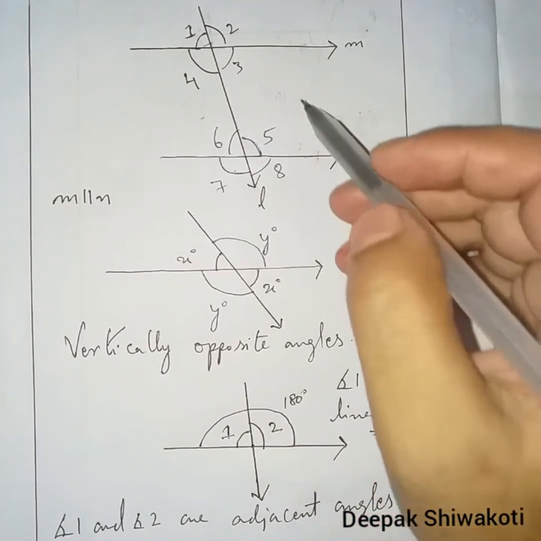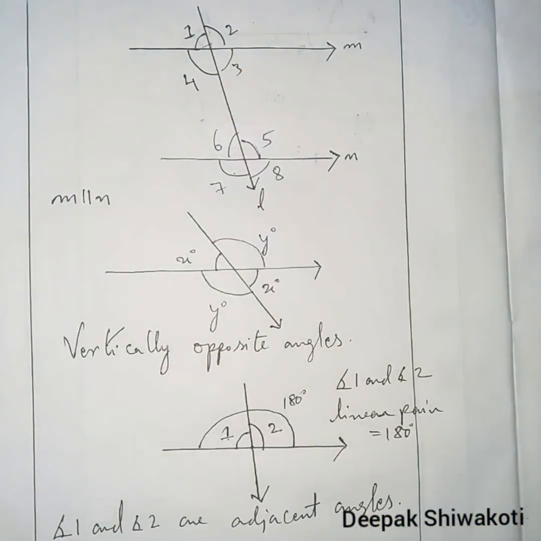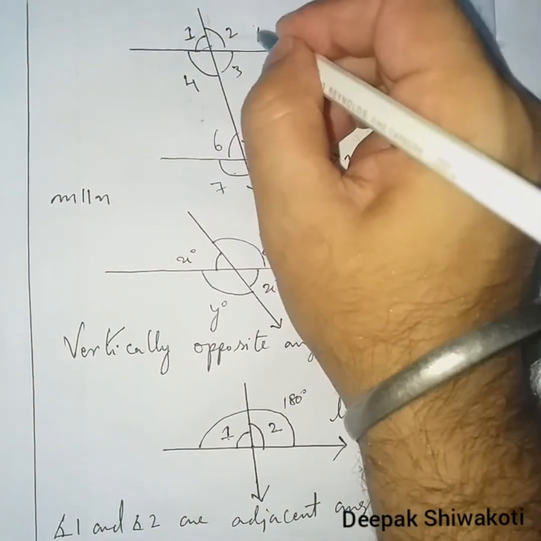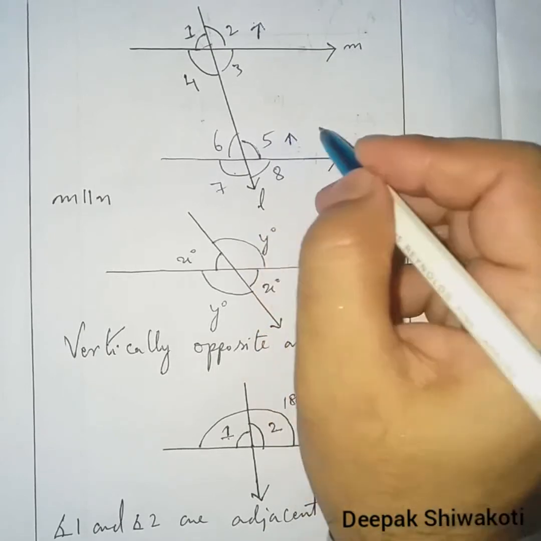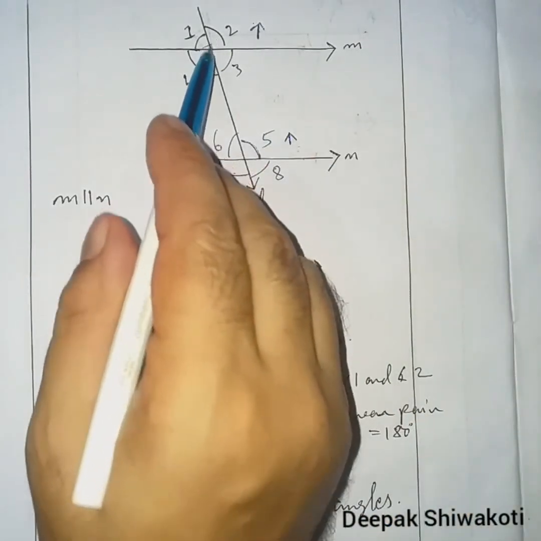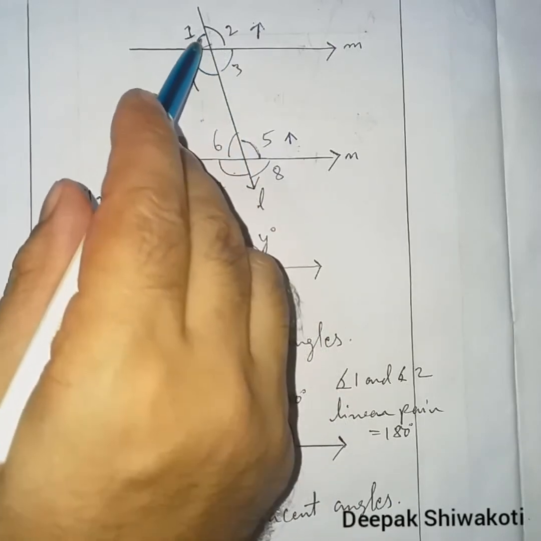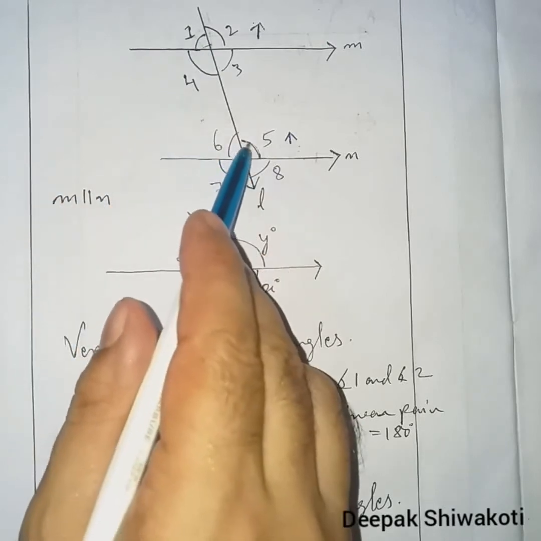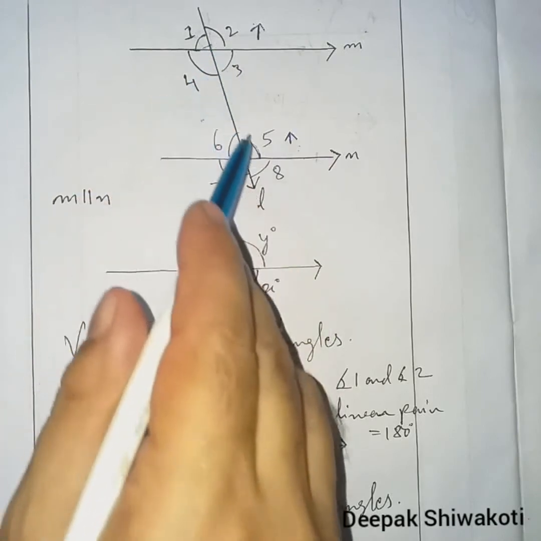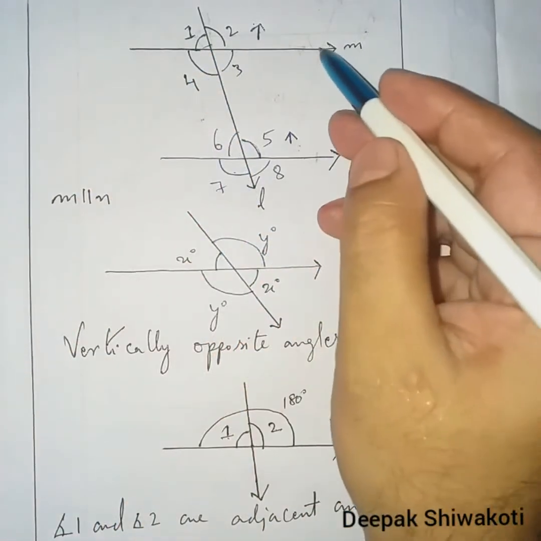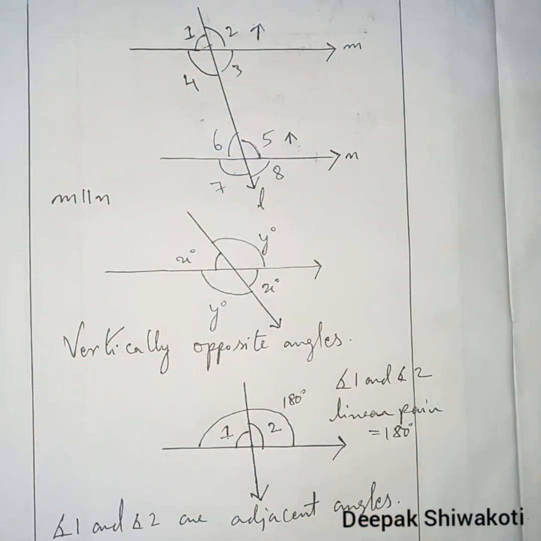corresponding angles. See, this angle 2 is facing upwards, and angle 5 is also facing upwards, and these two, angle 2 and angle 5, are on the same line. The angle formed here is on this transversal, the angle formed here is also on this transversal. So these kinds of angles are called corresponding angles, and in the case of parallel lines, corresponding angles are equal. So we have to remember all these things.